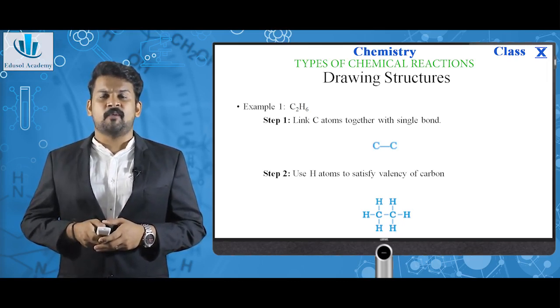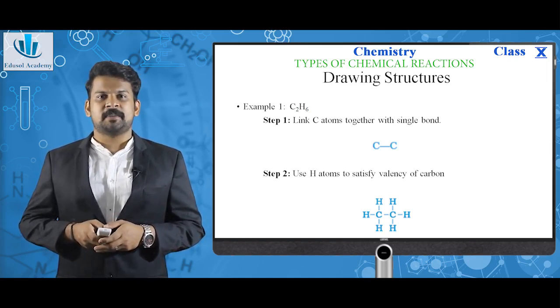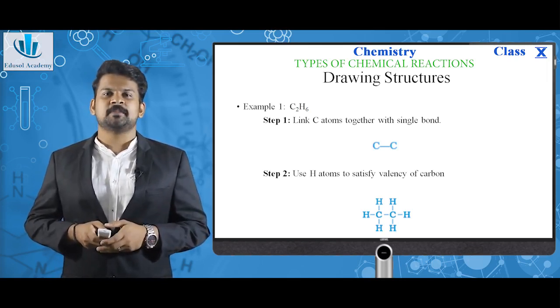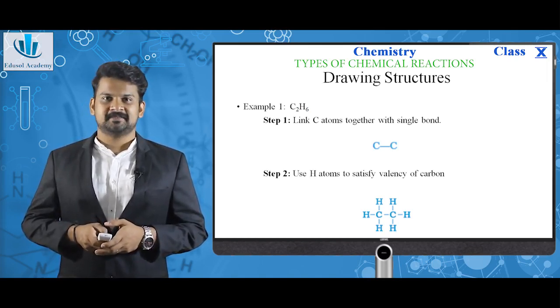Now, we must check the valency of carbon. As we can see, the valency of carbon is 4. It is satisfied. Similarly, the valency of hydrogen is also satisfied. This is the structure of ethane.